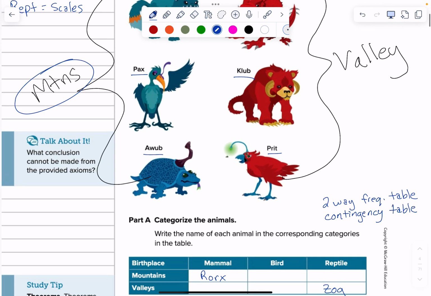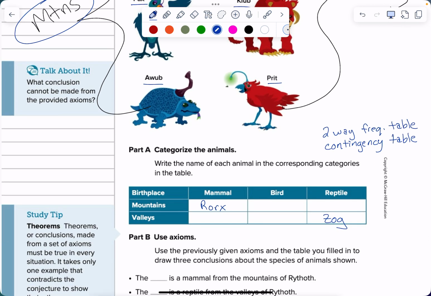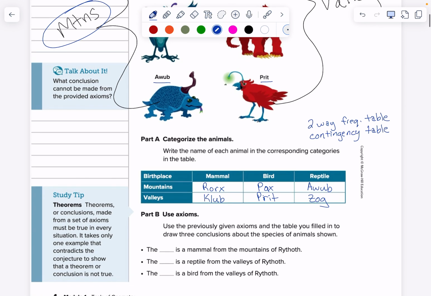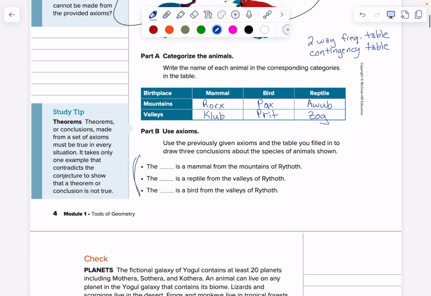Got it? All right, Pax. He is a bird from the mountains. Bird from mountains. He is a Pax. Goes here on the table. Ooh, I cannot write. My handwriting is atrocious. Sorry. What about Club? What is he? He's a mammal. An Awub. Okay, there we go. Now we have all of our thoughts organized into one table. Got it? And from there, we're going to do part B, which is answer these questions.